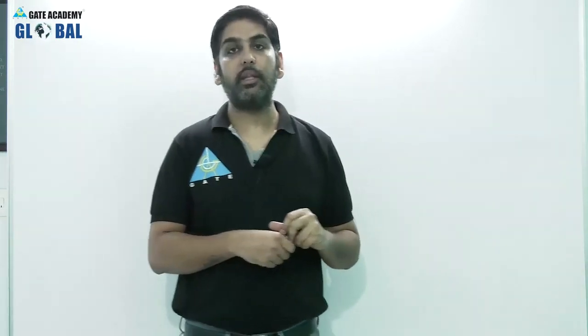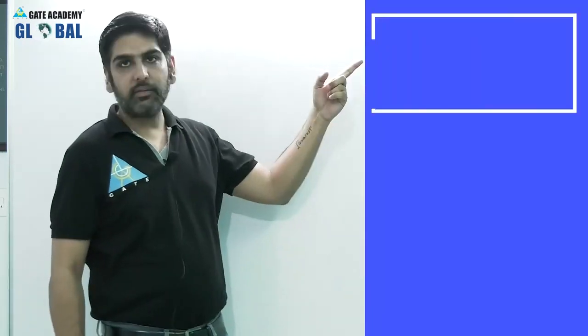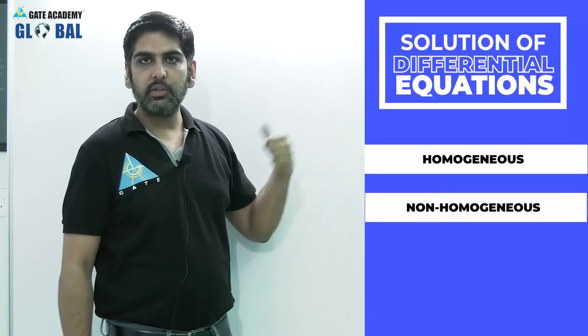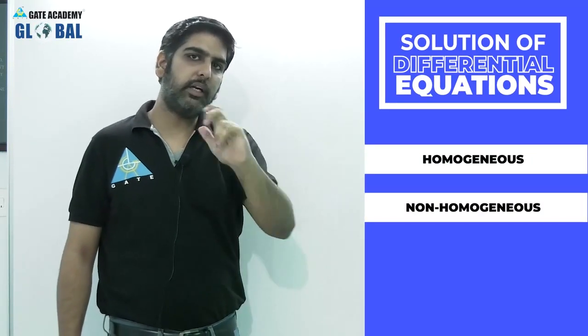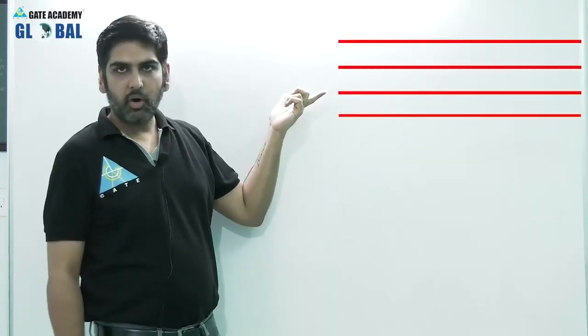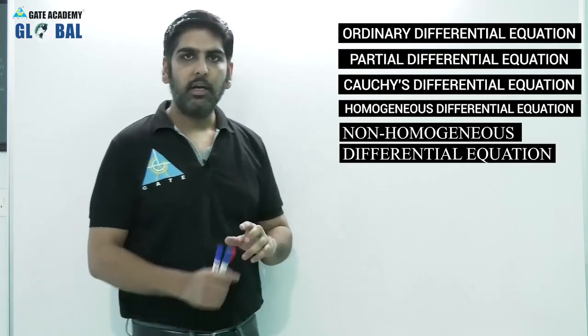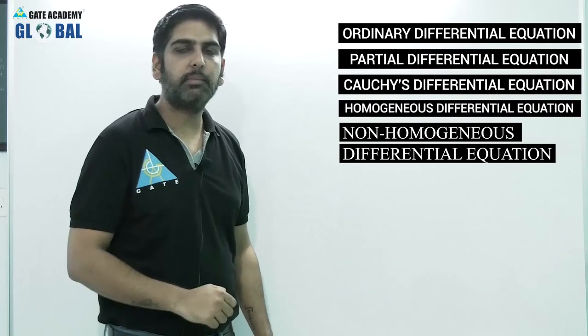The third part is a very important part, which is the solution of the differential equation. And my dear students, in the solution of differential equation, again we are having two parts, right? The homogeneous and non-homogeneous. And again it is based on the ordinary differential equation. So I'm having here ordinary differential equation and partial differential equation, right? So for ordinary differential equation, I'm having homogeneous, non-homogeneous part, right?